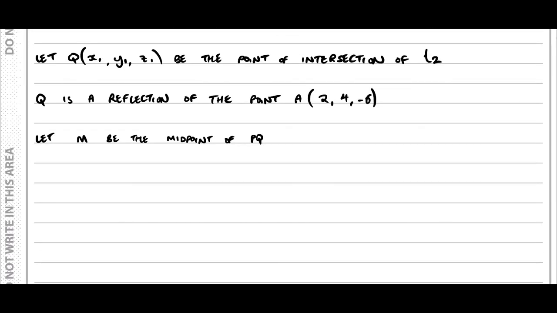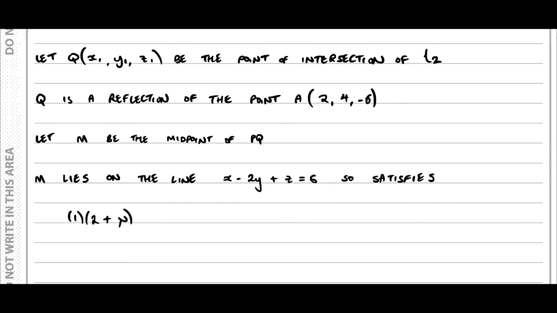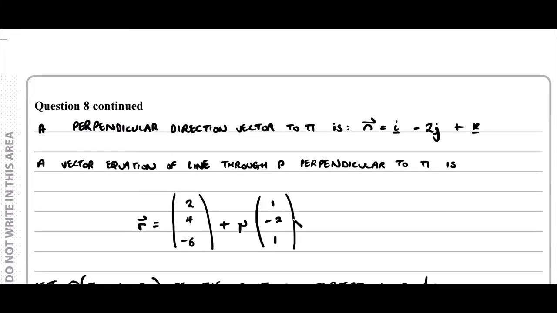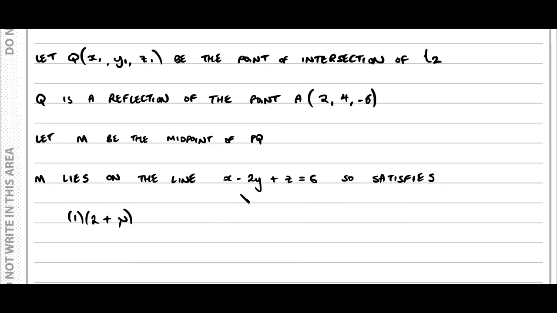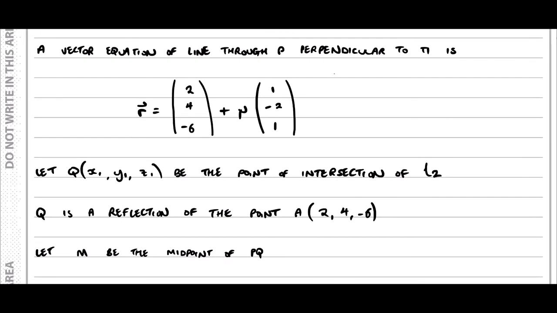M lies on the plane x minus 2y plus z equals 6, and therefore this would satisfy it. Okay, so what we are doing over here is using this. So we have 1 lots of 2 plus mu. So maybe if I write this out in full, we have 2 plus mu, 4 minus 2 mu, and minus 6 plus mu.